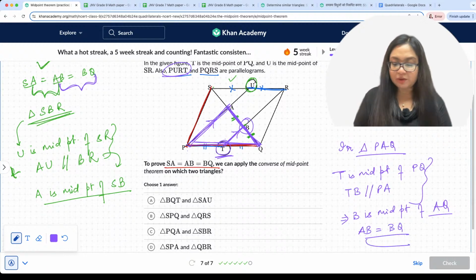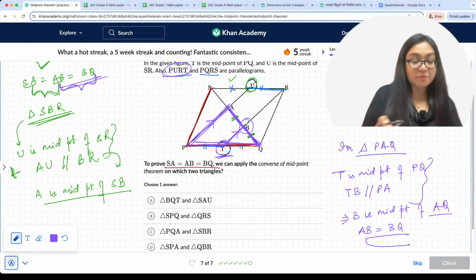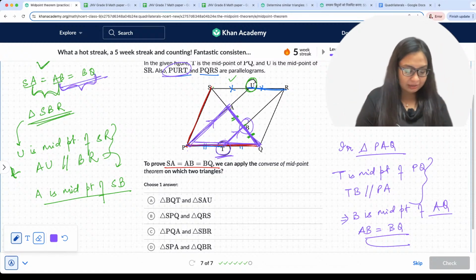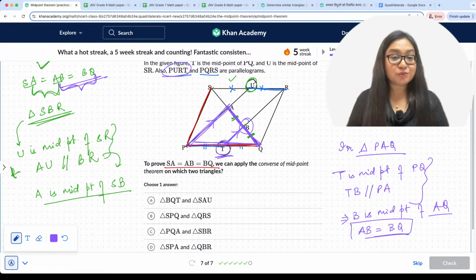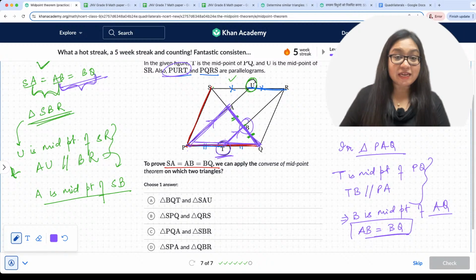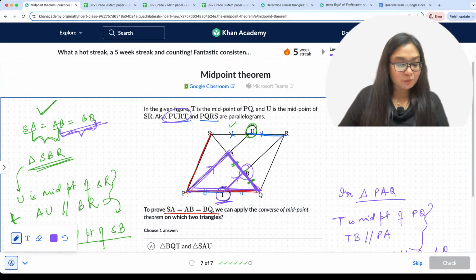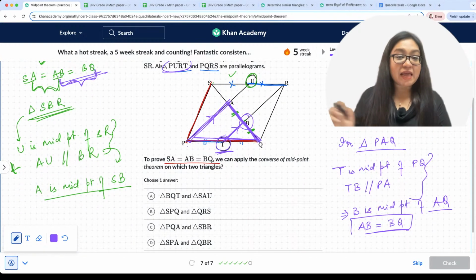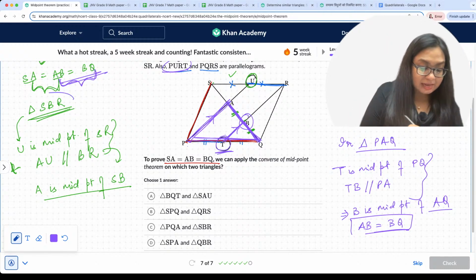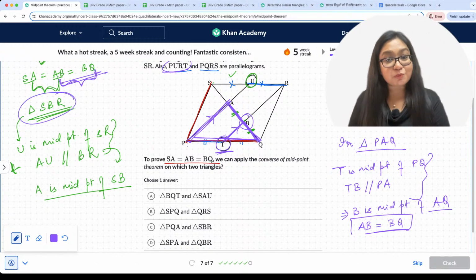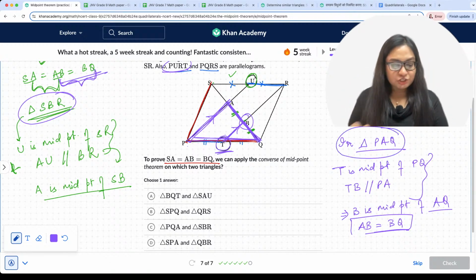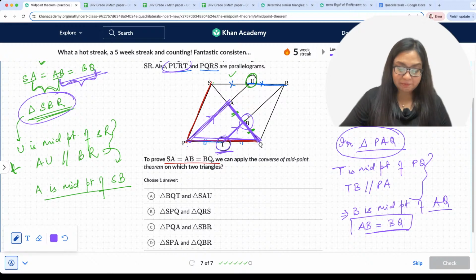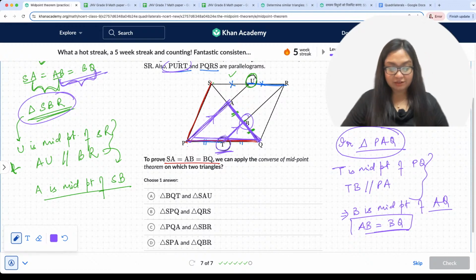And that's what we wanted to prove. Right? यही हमें प्रूव करना था, AB बराबर BQ. ये देखिए हमने प्रूव कर दिया है. Here we go. AB बराबर BQ. So which two triangles are we taking here? पहले पार्ट को प्रूव करने के लिए हमने ट्राइंगल SBR लिया, दूसरे पार्ट को प्रूव करने के लिए हमने ट्राइंगल PAQ लिया. So triangle SBR and triangle PAQ, these two triangles we have to take.